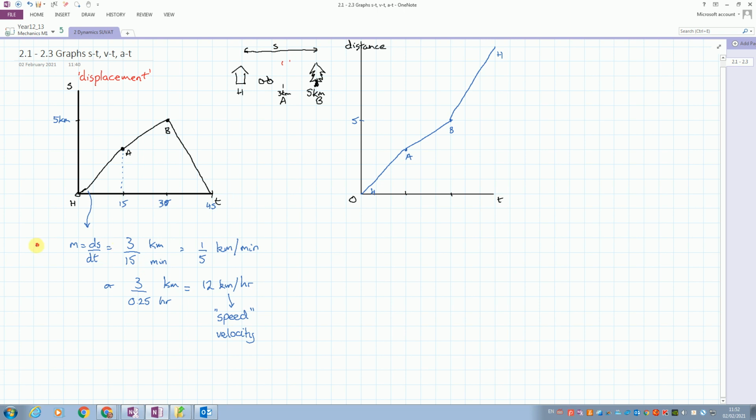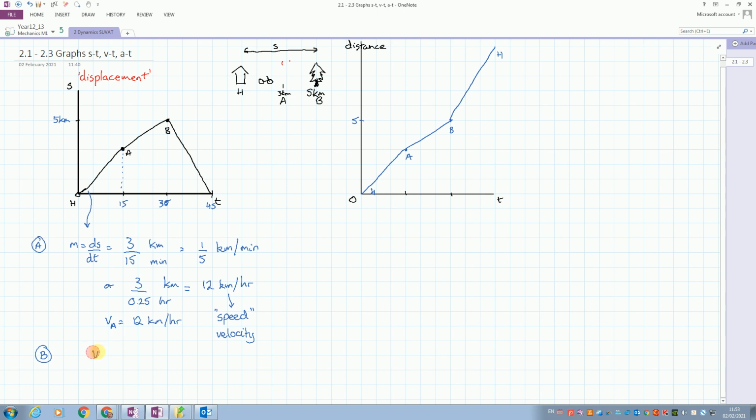So section A, we have either 1/5 of a kilometre per minute or 12 kilometres per hour. So the gradient of the line actually shows me my velocity or speed. Section B, do the same thing. I have speed going out. So let's call that VA. That's 12 kilometers per hour.